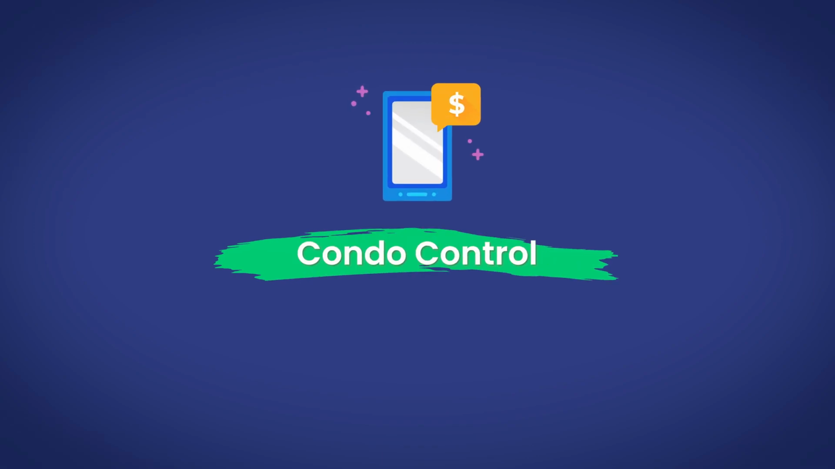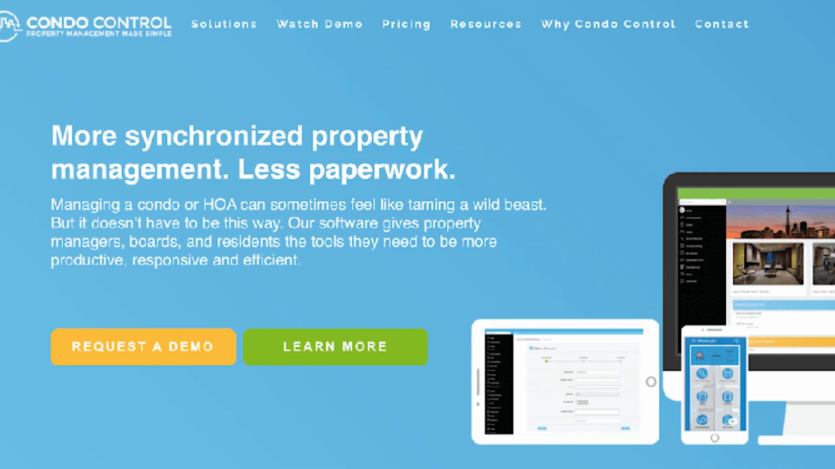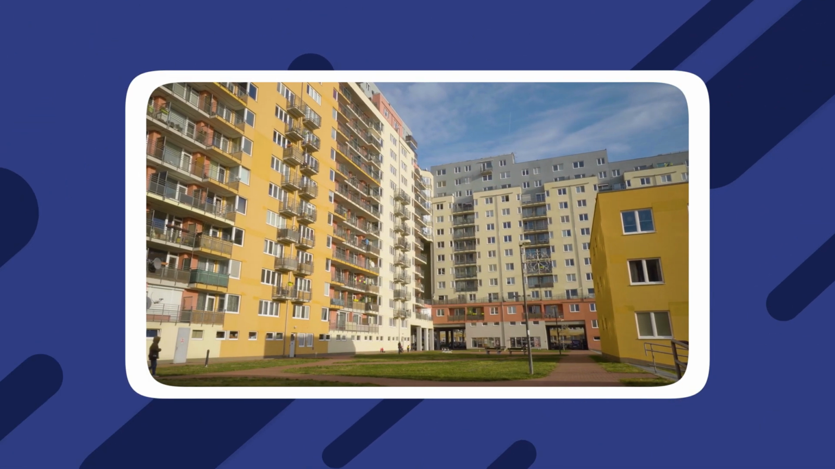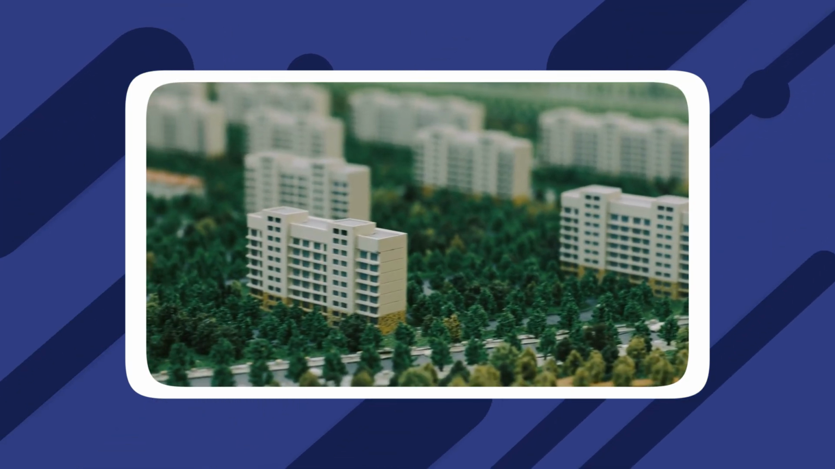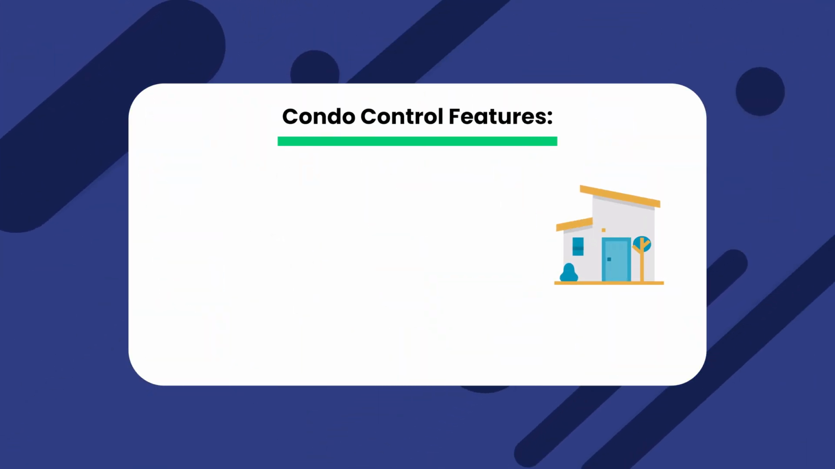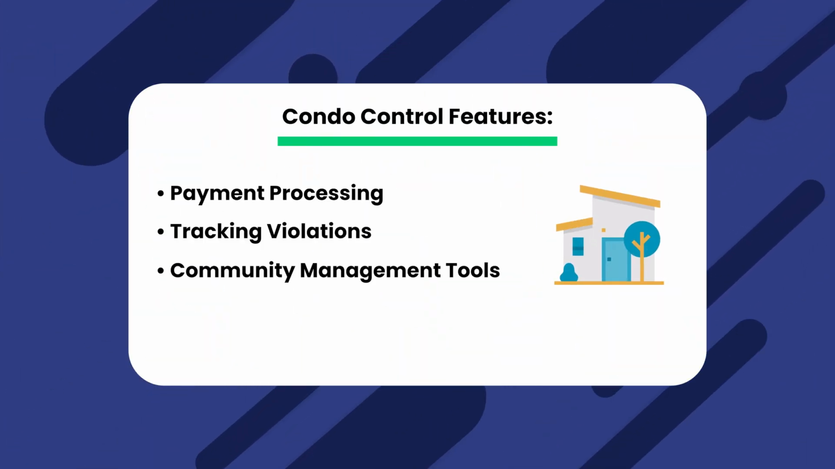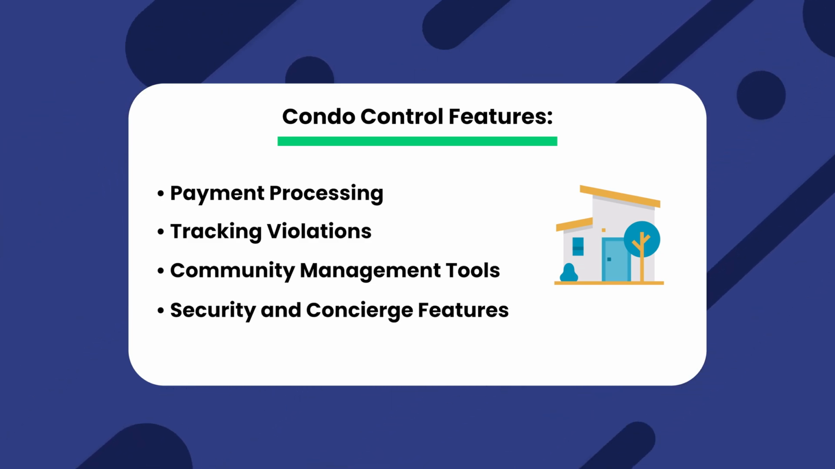Next on the list of great property management software for Mac is Condo Control. Although this software is designed more for condo property management, it is still a solid choice for all-around property managers. Condo Control is a property management software that is designed for condo and co-ops communities. This software is also useful if you're managing properties that form part of an HOA. Apart from these features, there are also many features that are meant for general property management as well. Condo Control features include payment processing, tracking violations, community management tools, security, and concierge features.